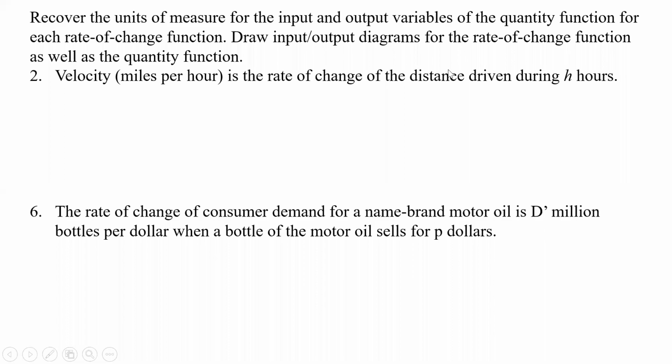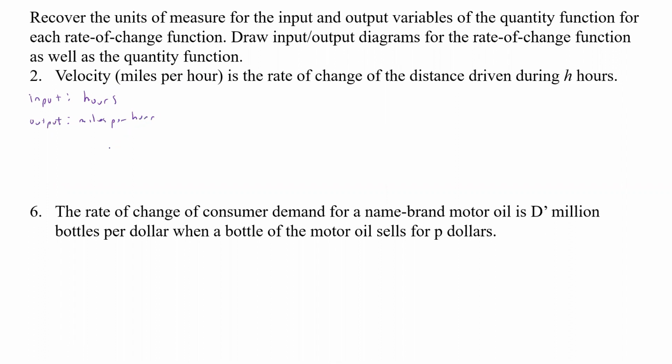All right, so here we're supposed to recover the units of measure for the input and output variables of the quantity function for each rate of change function. Draw input-output diagrams for the rate of change function as well as the quantity function. So 2 says velocity in miles per hour is the rate of change of the distance driven during h hours. All right, so let's think about this. Well, what do you have? Well, we have input and we have output. So input, well, we're having h hours. We'll just write hours. Output is what? Well, it's in miles per hour.